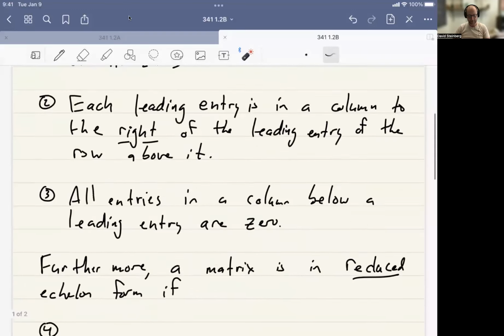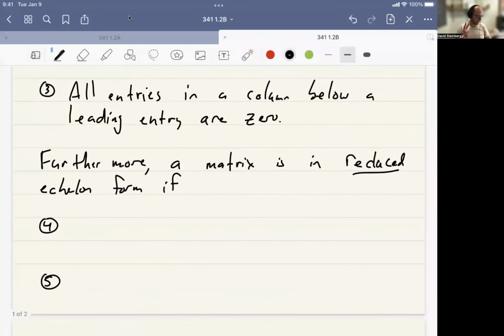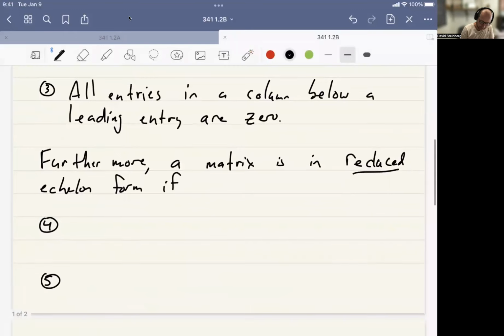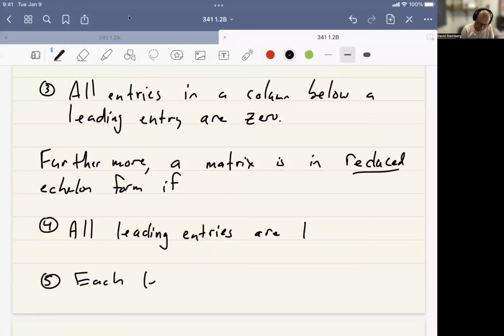So furthermore, for a matrix to be in reduced echelon form, we want two more things. We want the leading entries of each row to be 1, so all leading entries are 1. And also we want each leading 1 to be the only non-zero entry in that column. Each leading 1 is the only non-zero entry in its column.